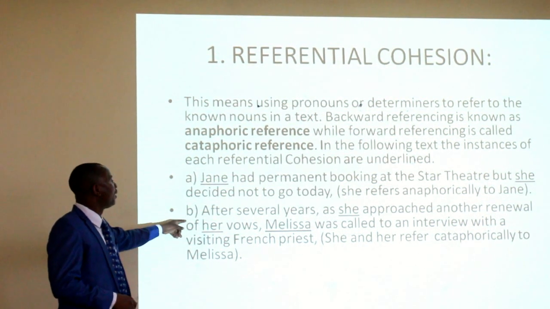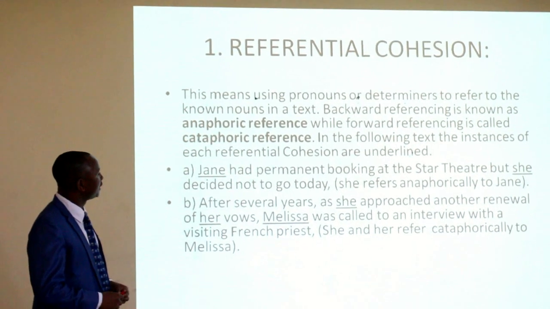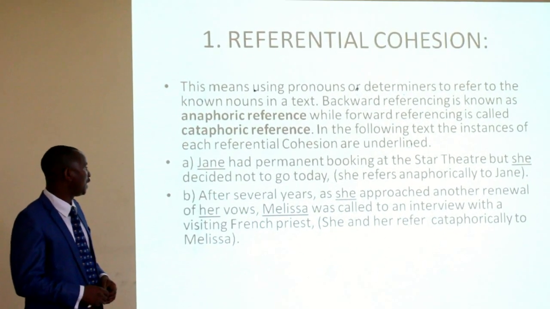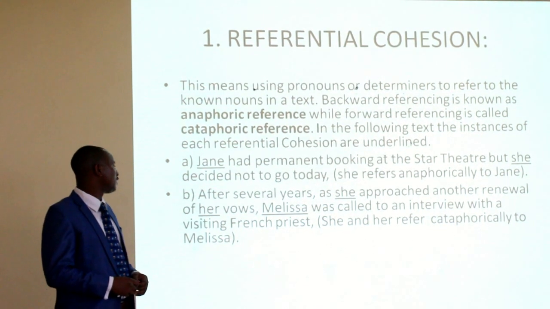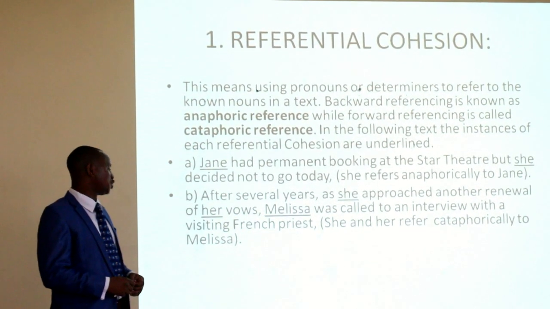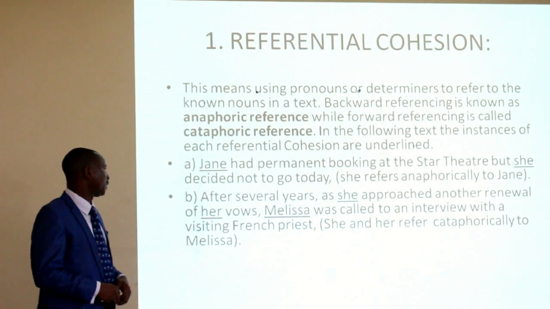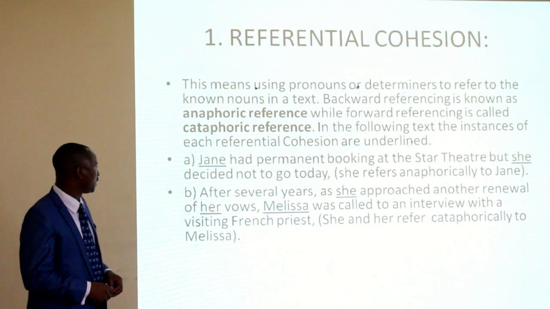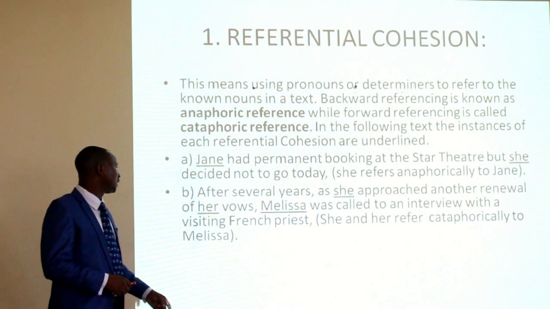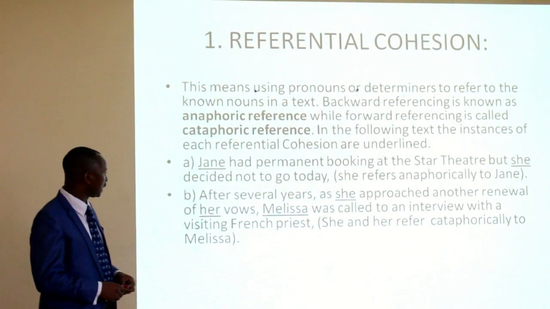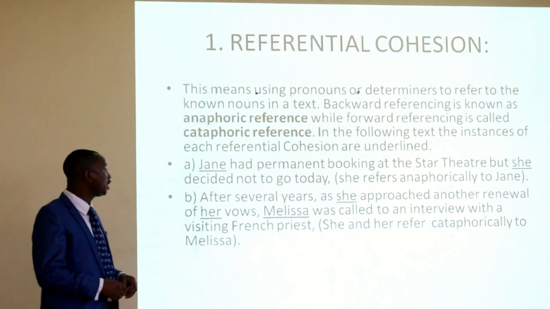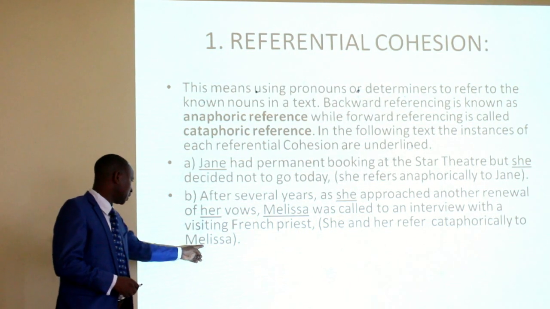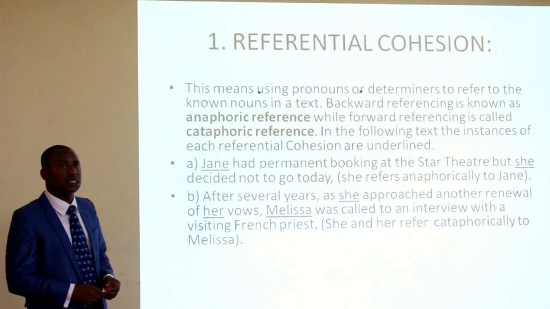Sentence B: "After several years, as she approached another renewal of her vows, Melissa was called to an interview with a visiting French priest." You can see the pronoun "she" is underlined, "her" is underlined, and Melissa is also underlined. "She" and "her" refer cataphorically to Melissa. That is forward referencing.